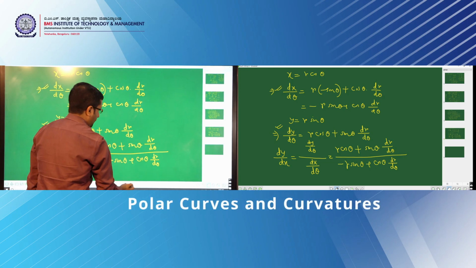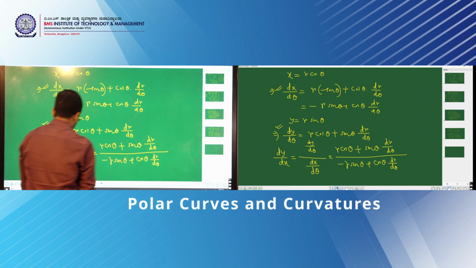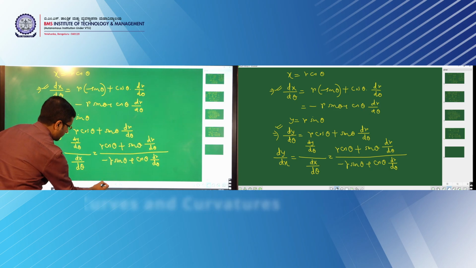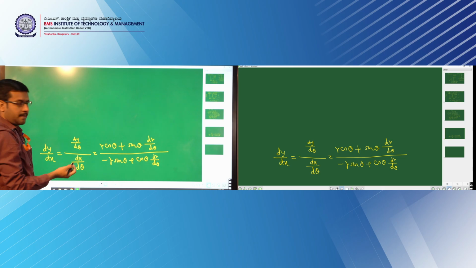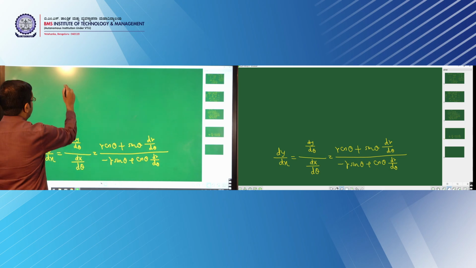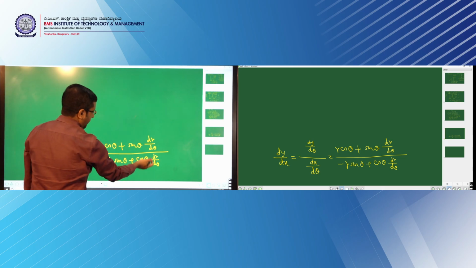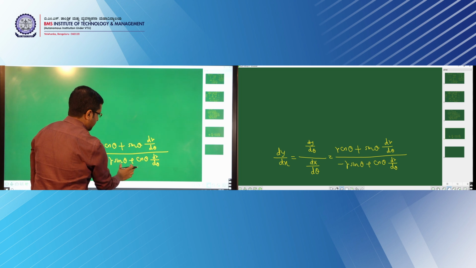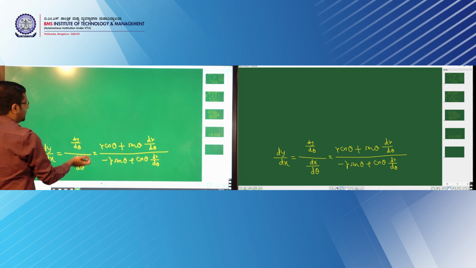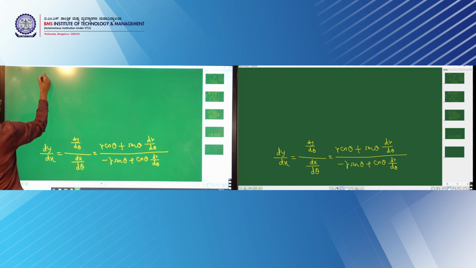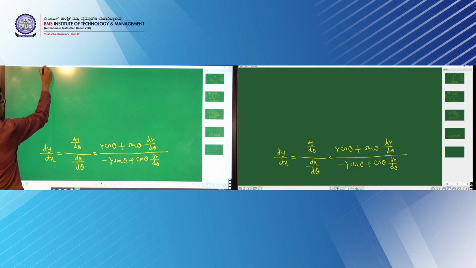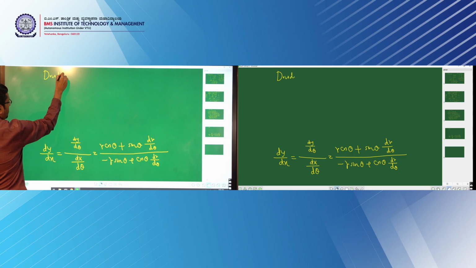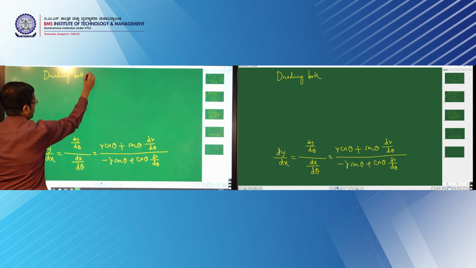Now on this side, I am erasing the upper part. Now you see the numerator and denominator, this type of expression is coming. This expression we have to simplify. So we will divide both numerator and denominator.